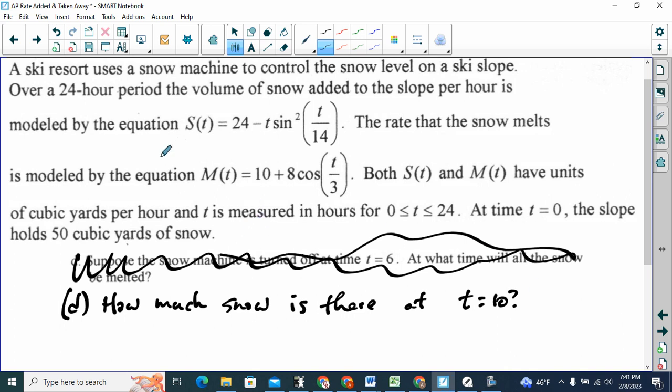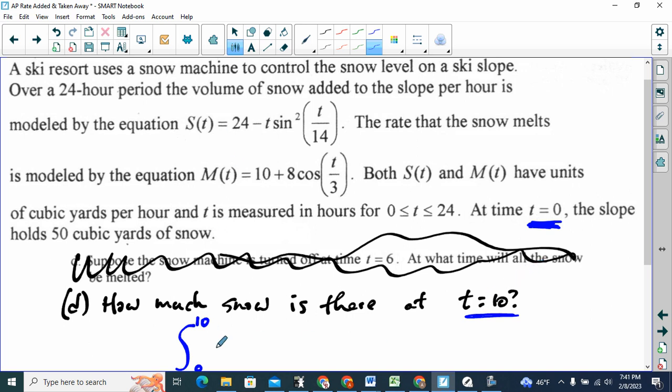So now we need to take into account how much snow we've added, starting at time 0 and ending at time 10. We also need to take into account how much snow has melted from 0 to 10. And we also need to consider that we started with 50 cubic yards of snow. So to do this, again, we're going from our rate of change to an amount. So we are going to integrate, starting at 0, because that's when we know how much snow there is, and ending at time 10, because that's the time at which we are looking for how much snow we have.